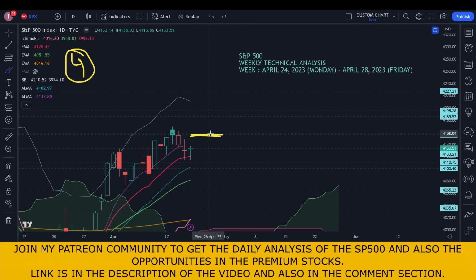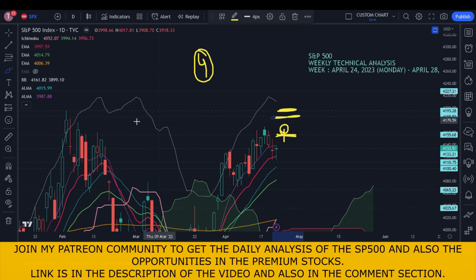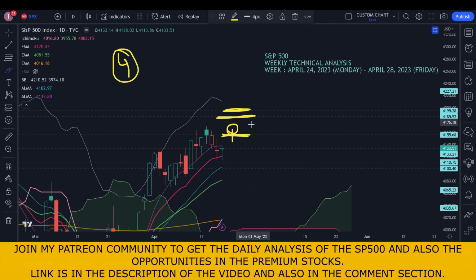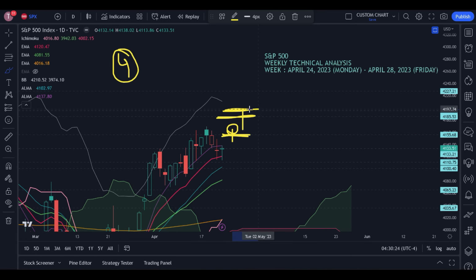Now the next part: let's say the S&P 500 is able to move up and sustain above 4155. Then what? Then 4195 comes into the picture. Although the technical resistance is 4185, 4195 is because of the previous high. The S&P 500 will have to move up and breach 4195. In one go, technically it is not possible, but through a manipulated movement, it is definitely possible.